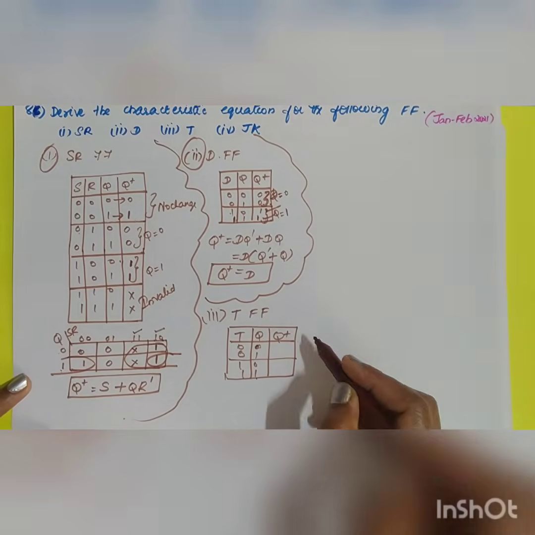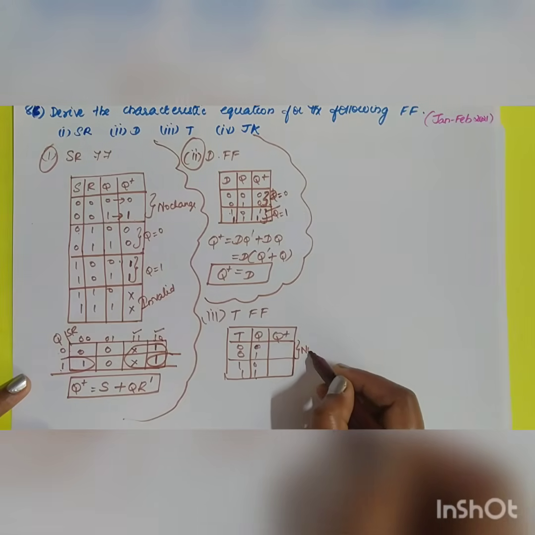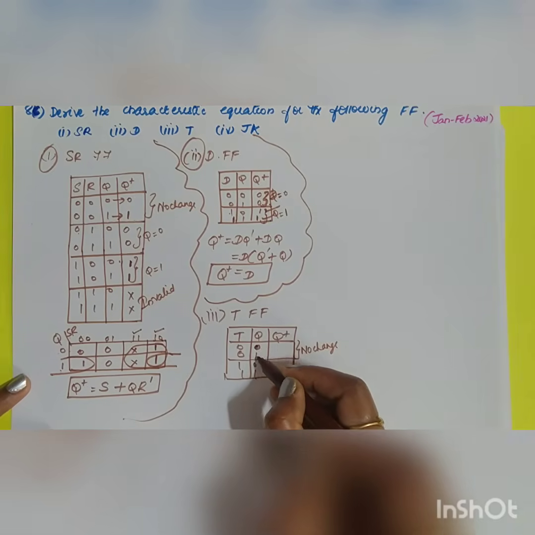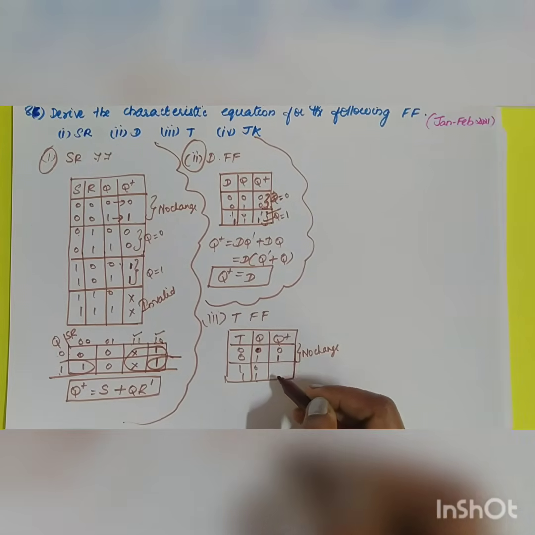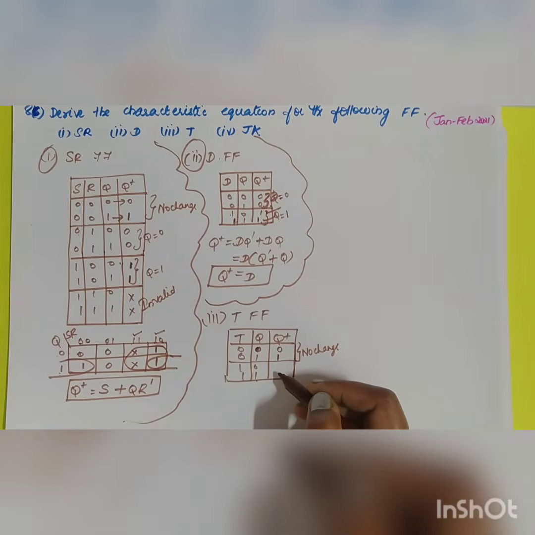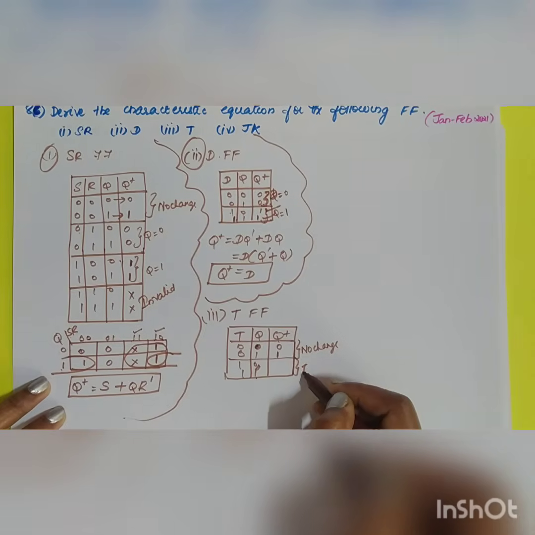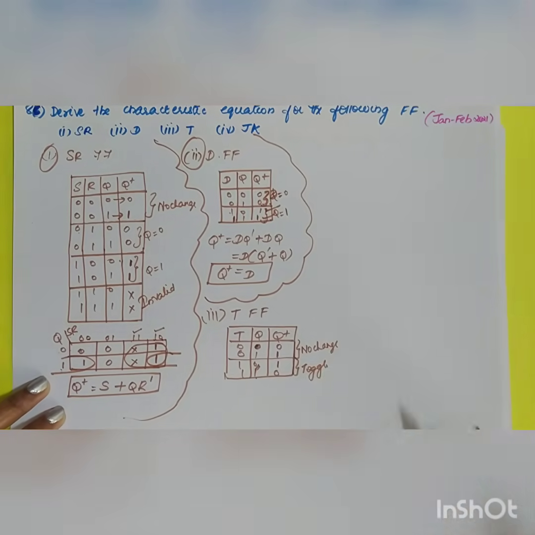So what will be your next flip-flop? T is a toggle flip-flop. Whenever T is equal to 0, there will be no change. It remains in the same state. So present state is 0 1. So what will be your next state? Next state also will remain in the same condition. Now when T is equal to 1, what will happen? There will be a change in the state. It toggles. Okay, this is your toggle condition. If it is 0, it will become 1. If it is 1, it will become 0.